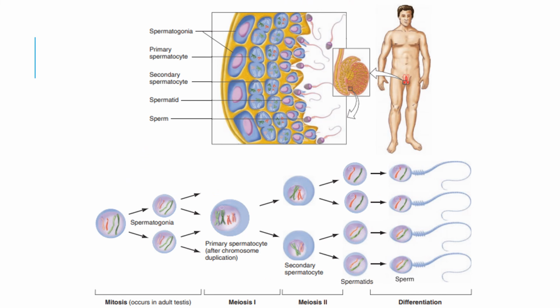Spermatogenesis in humans produces four sperm from each primary spermatocyte. The production of sperm, or spermatogenesis, begins in the male testis in the germ cells known as spermatogonia. Mitotic divisions of the spermatogonia produce many diploid cells, the primary spermatocytes.